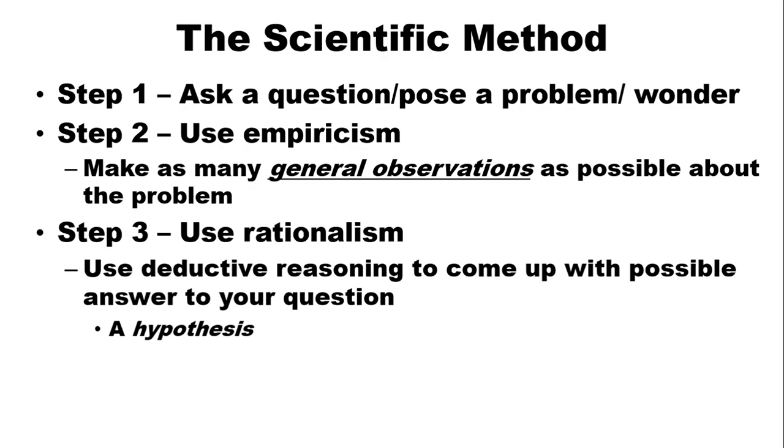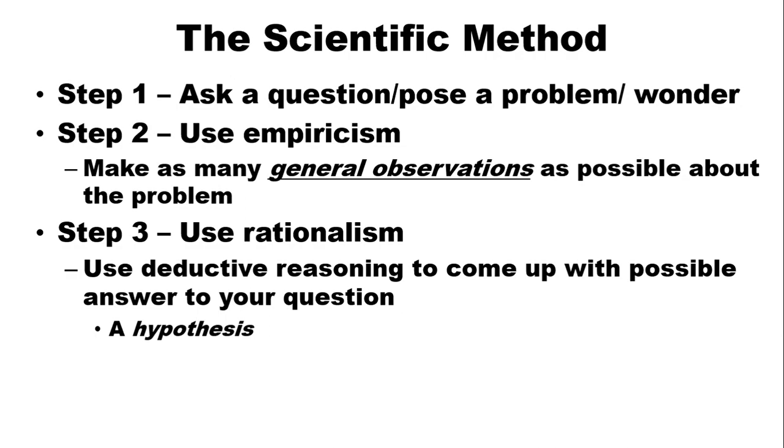Step 3 is you use rationalism. You use deductive reasoning to come up with a possible answer to your question. We call that possible answer a hypothesis. You've probably heard hypothesis, and when I ask students what's a hypothesis, I always get the memorized response, an educated guess. But what does that really mean?